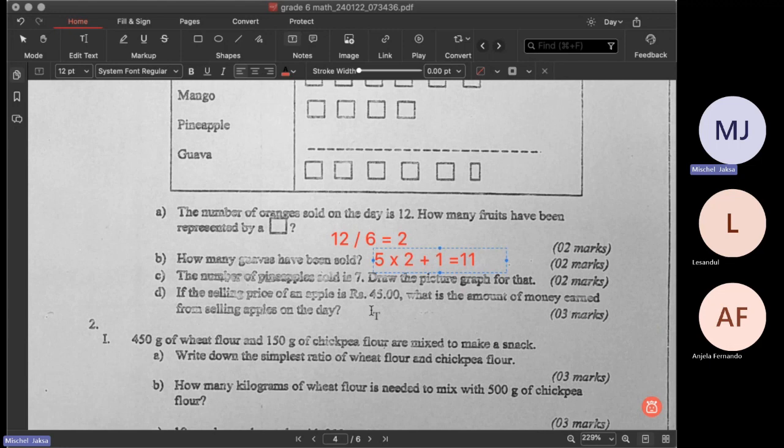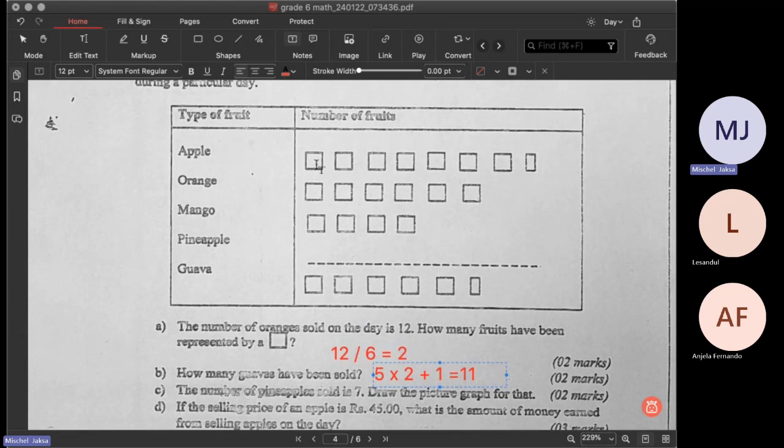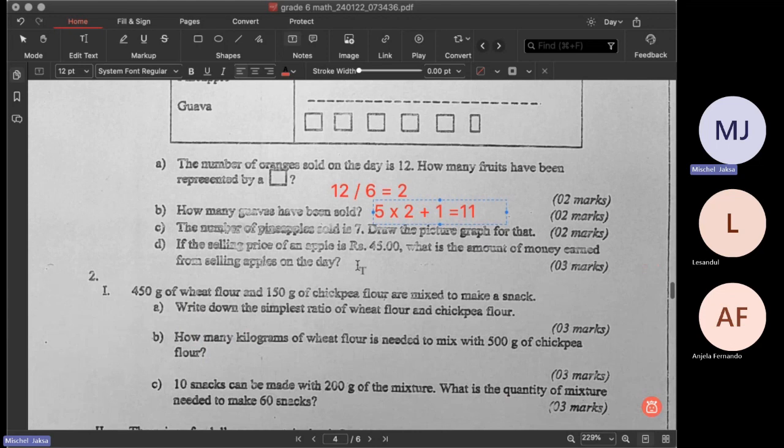Fourth one, if the selling price of an apple is 45, what is the amount of money earned from selling apples on the day? Okay, now how many apples do we sold? Let's say 1, 2, 3, 4, 5, 6, 7 and half. 7 and half means how much? 7 times 2 plus 1. 7 times 2 is 14. 14 plus 1 we get 15. So 15 apples were sold.